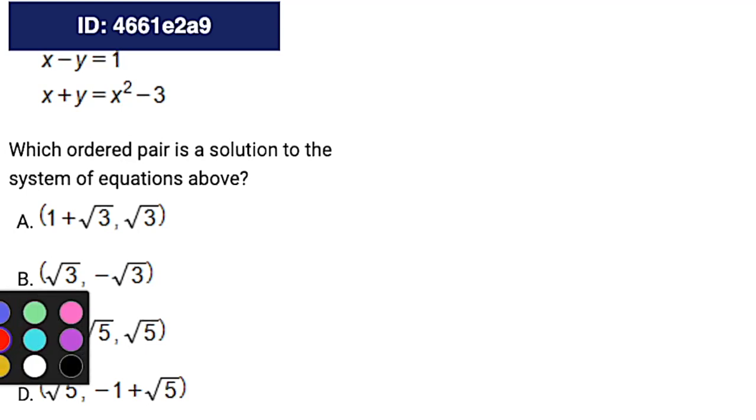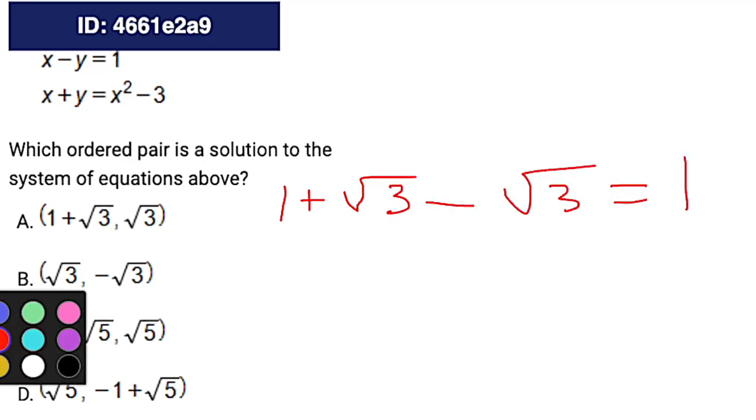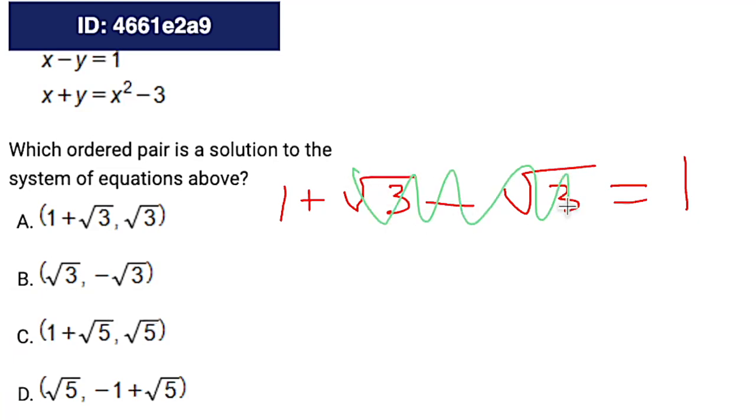And the reason this looks very tempting is if we take the first answer and we plug it into the top equation, we get 1 plus the square root of 3 minus the square root of 3 equals 1. And that's definitely true, right? Because we're getting rid of the square root of 3, 1 equals 1. And if you were just testing the top equation, you would get lucky and you would answer A, because that does happen to be the answer.